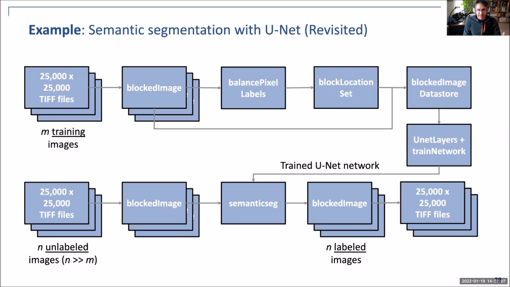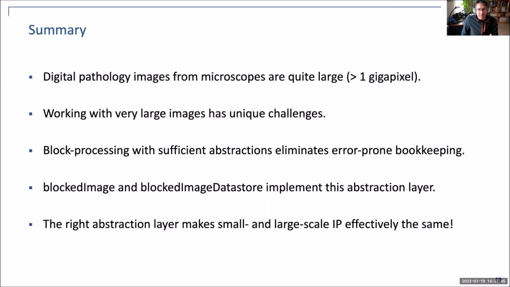So after training, the inference also uses blocked image. The semantic seg function, which is part of Computer Vision Toolbox, takes those images along with the UNet network, calls predict within the apply method, which results in new blocked image instances, which can then be written back out to disk. So tiling images in this way is all taken care of internally, and people can really focus on a high-level construct of just the image that they want to partition and do prediction on.